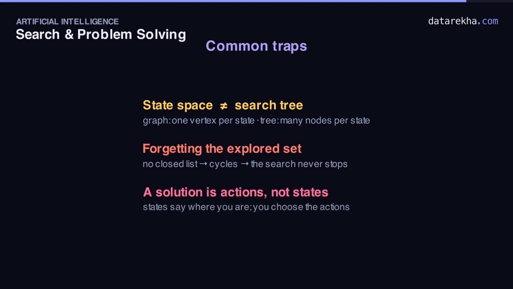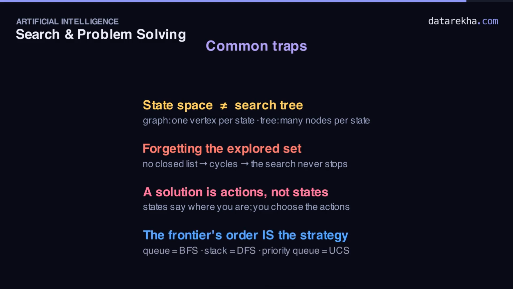Trap 3. A solution is a sequence of actions, not a list of states. The states tell you where you are; what you actually pick, and hand back as the answer, are the actions. And trap 4. The frontier isn't a passive bag. Its data structure decides everything. A queue gives breadth first, a stack gives depth first, a priority queue gives uniform cost. Change the order, change the algorithm.